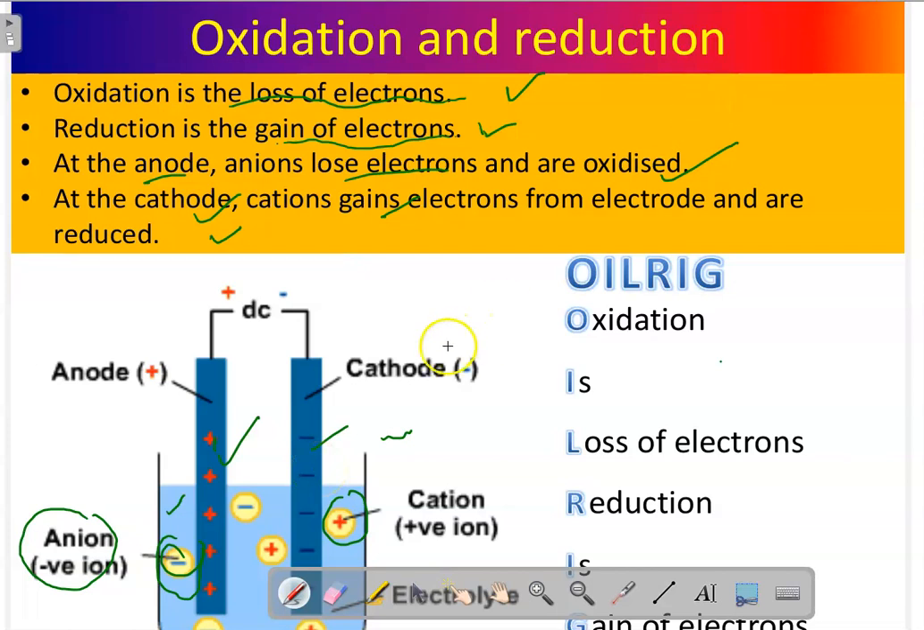We use this acronym to remember what happens at the various electrodes: OIL RIG. Oxidation is loss of electrons and reduction is gain of electrons. At the anode, the anion loses electrons and is oxidized, and at the cathode, the cation gains electrons and is reduced. In the next video, we will look at the various equations and the uses of electrolysis.